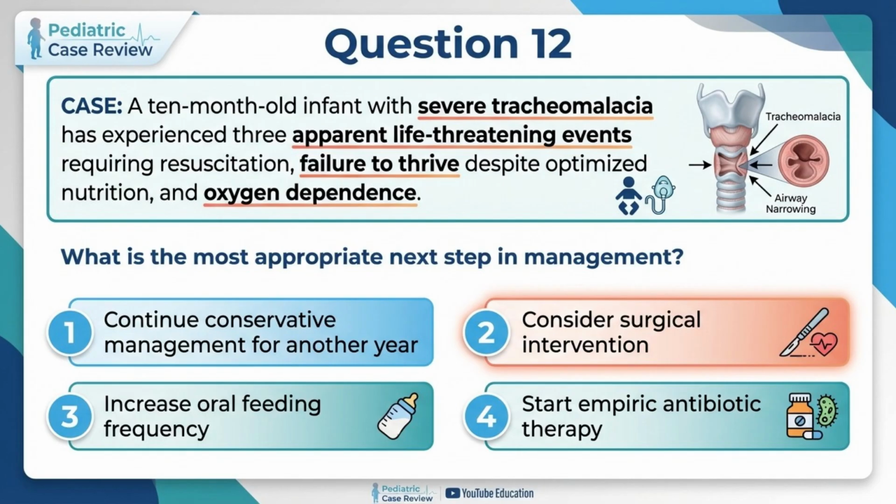Case number 12. A 10-month-old infant with severe tracheomalacia has experienced 3 apparent life-threatening events, failure to thrive and oxygen dependence. What is the most appropriate next step in management? Option 1. Continue conservative management for another year. Option 2. Consider surgical intervention. Option 3. Increase oral feeding frequency. Option 4. Start empiric antibiotic therapy.